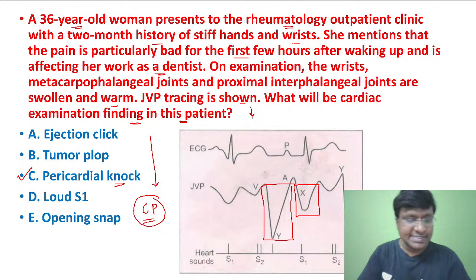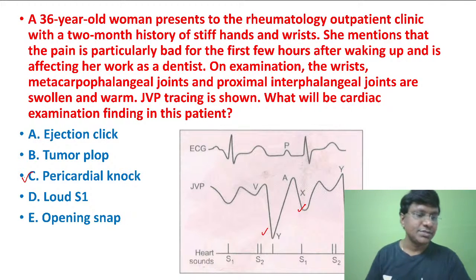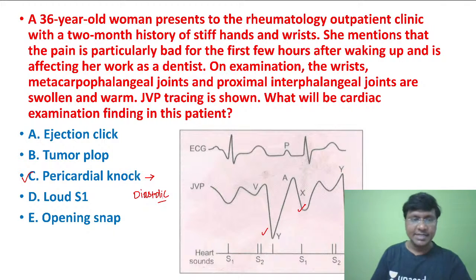Because the JVP tracing is showing deep X and Y descent, in cardiac examination you will have the pericardial knock, and this pericardial knock is a diastolic sound. This is also an important multiple choice question, that the pericardial knock is a diastolic sound. Okay.